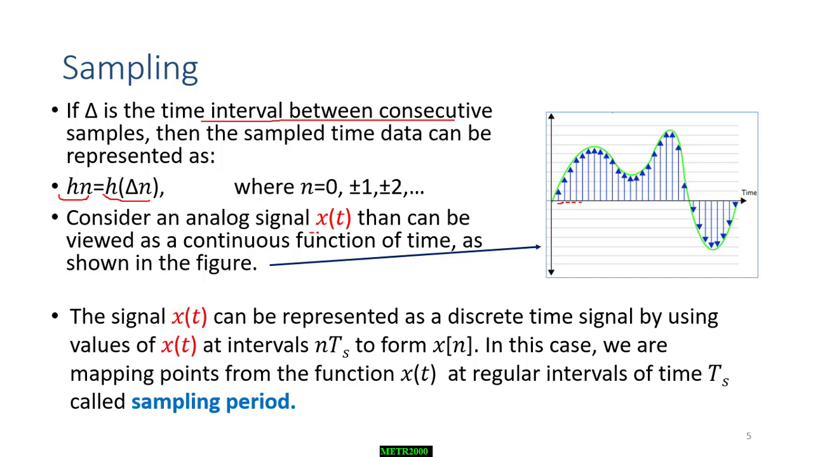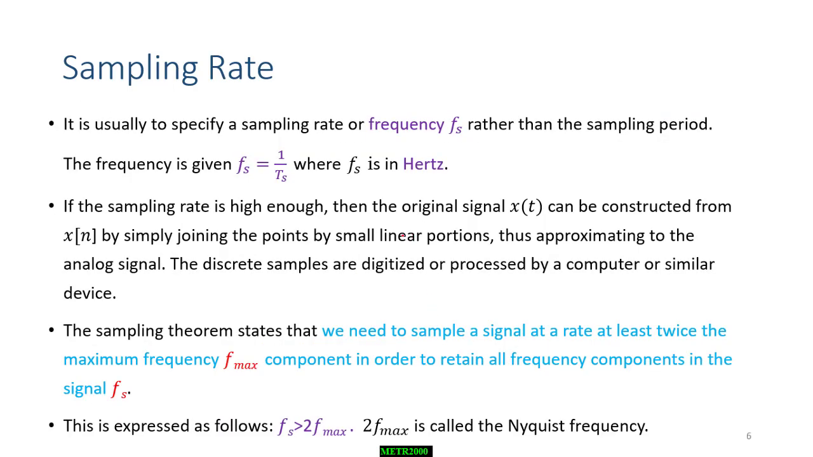Consider the analog signal x of t that can be viewed as a continuous function as shown in this figure. The x of t can be represented as a discrete signal by using x of t at nTs intervals to form x of n. Instead of x of t, we get x of n, where Ts is the sampling period. The sampling rate depends on time. 1 over time is equal to frequency, so usually we specify the sampling rate in terms of frequency. So f of s is equal to 1 over T of s, where f of s is in hertz.